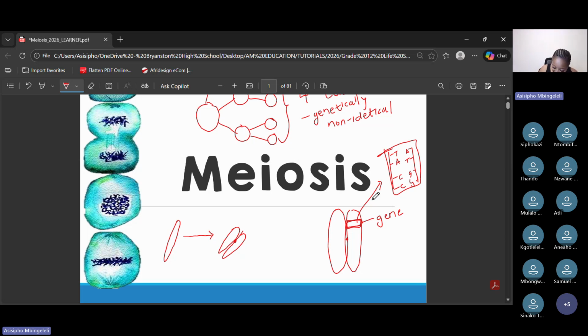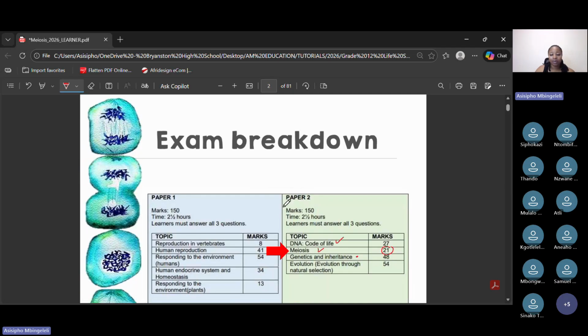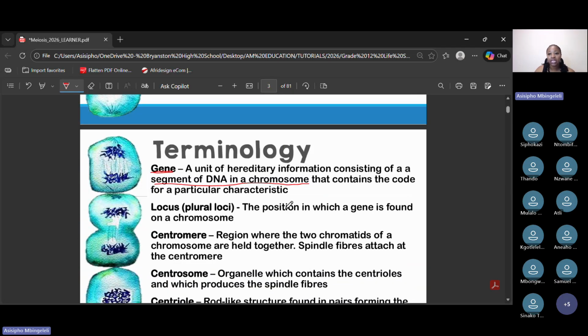This will be another section of DNA that codes for another characteristic, and that characteristic may be hair texture, curly hair, straight hair, or your hair color, blonde, black, brown, red, whatever. This can also be another section. This can also be another section. That is a gene. They always ask about a gene. That is a segment of DNA in a chromosome that codes for a particular characteristic.